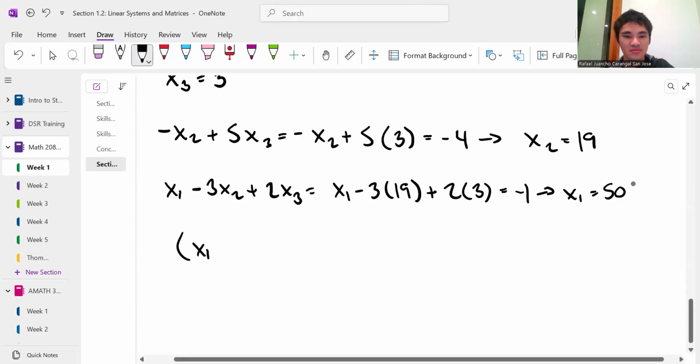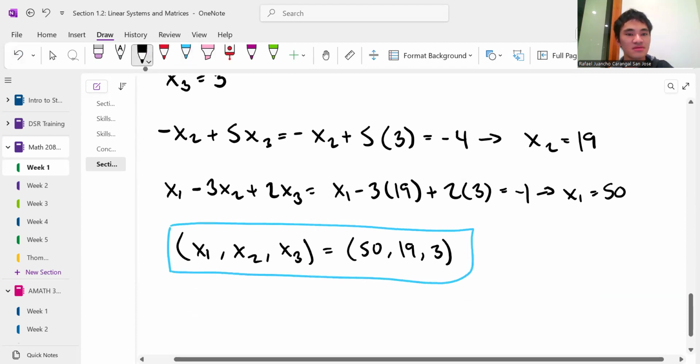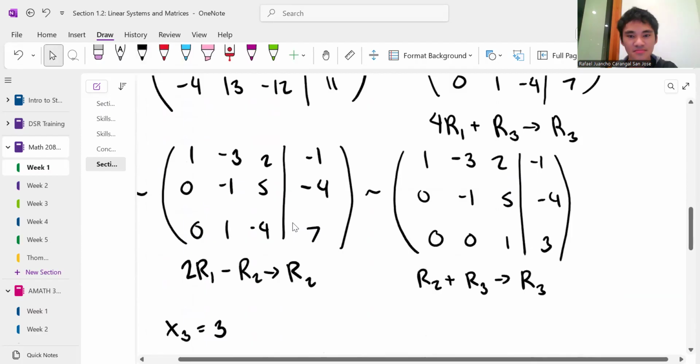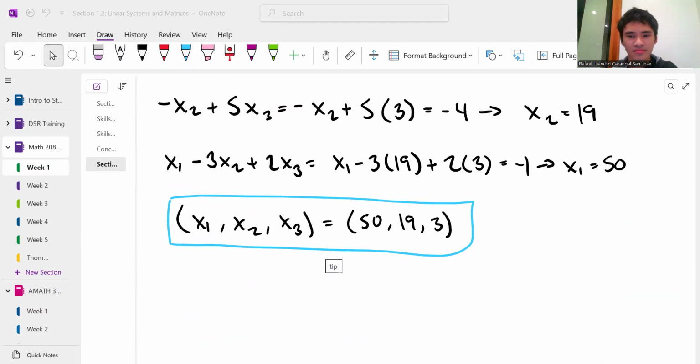So our solution are these guys. And we're done. We solved the linear system, or we found the solution set, right? Great. And one way we can check is we can plug those 3 values back into the linear system, and we can see that they actually satisfy the original system. So we know they're true.